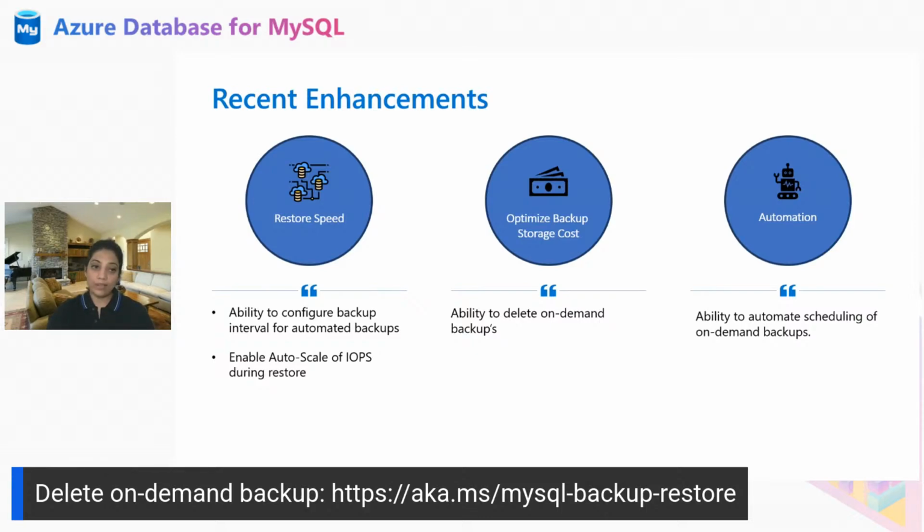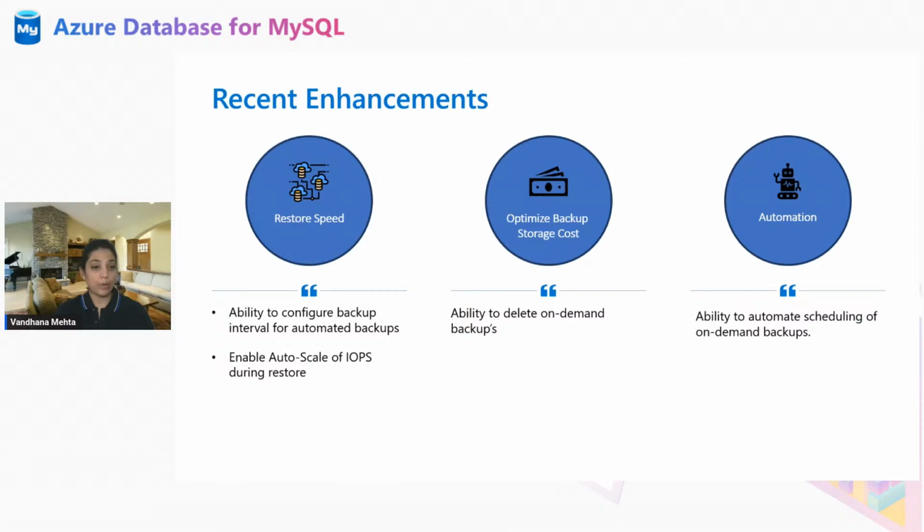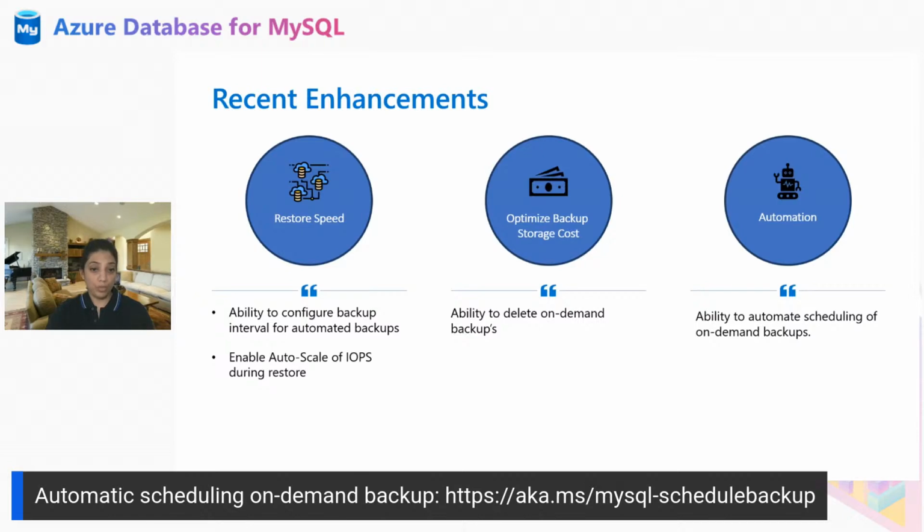The fourth one is an interesting one. It's about automatic scheduling of on-demand backup. So you can now use an automation task to schedule triggering of on-demand backups at a predefined frequency. Now, this automation task is built into the Azure portal as an option that you can leverage.